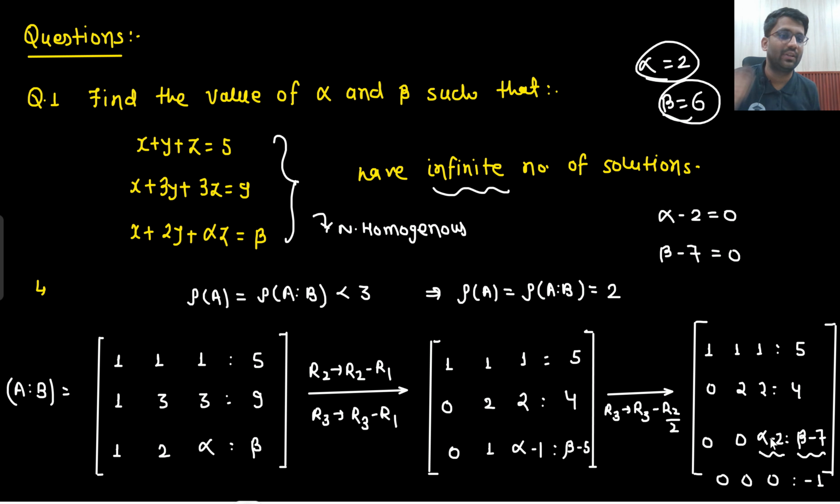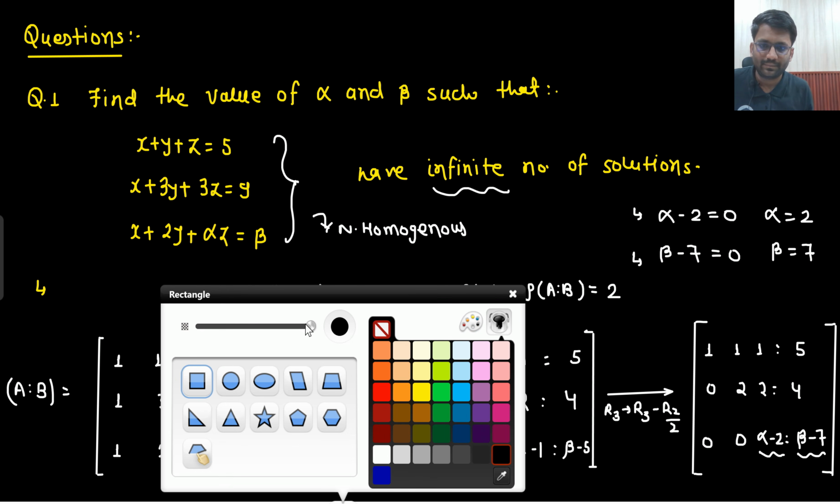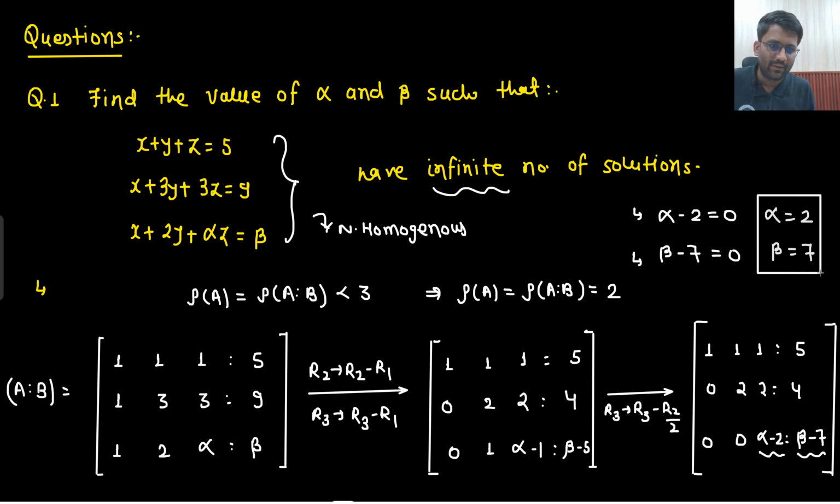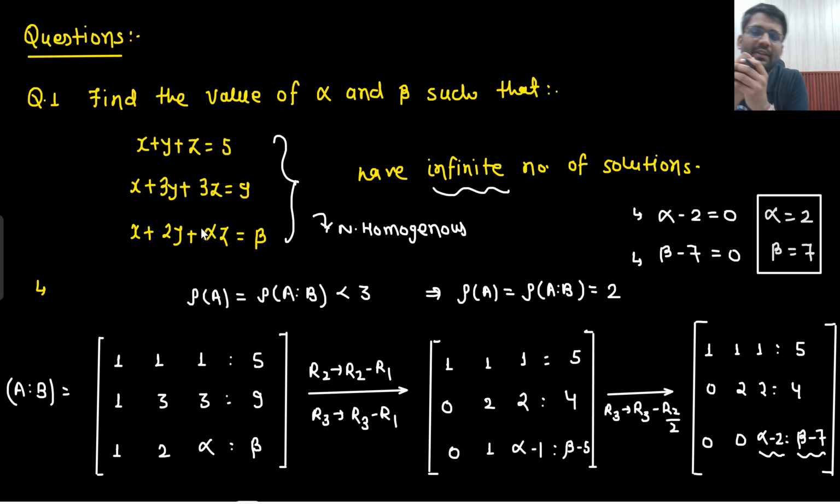You want infinite solution. So if you want infinite solution, this is the condition you need to satisfy: both of them should be 0. If both are 0, then the last complete row will become 0. So rank of A will be equal to rank of A augmented B, which will be equal to 2. Is that understandable to you or not? Very simple thing. So what will be the answer you will be getting? Alpha equals 2 and beta equals 7. This is the answer we are getting. Now you can put it here and you can verify it as well.